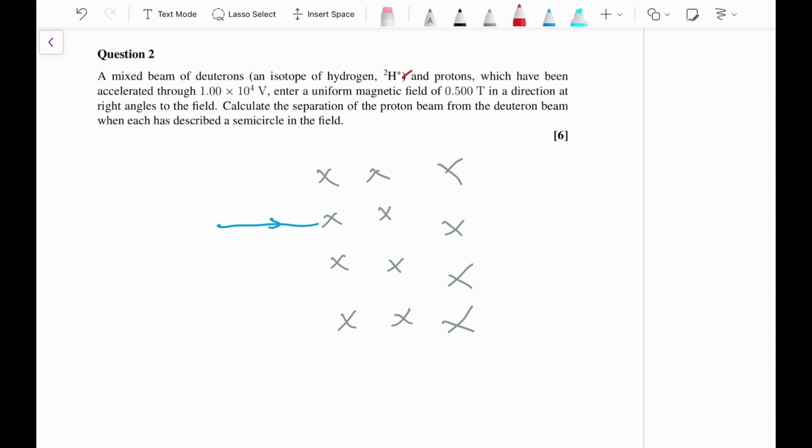In this case, BQV, the magnetic force they experience will be the same because they have the same charge. Therefore, the radius will be larger for the one that has a larger mass. So for the deuteron, it will go something like this, and for the proton, it will have a smaller radius. What we want to calculate is just distances. And they bend towards the same direction because they are both positive charges.